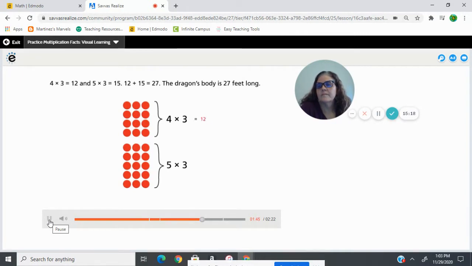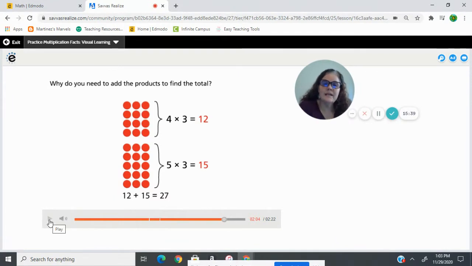4 times 3 equals 12, and 5 times 3 equals 15. 12 plus 15 equals 27. The dragon's body is 27 feet long. Why do you need to add the products to find the total?